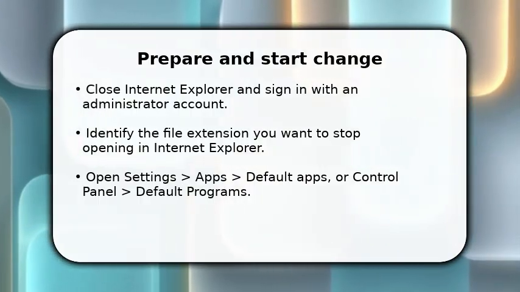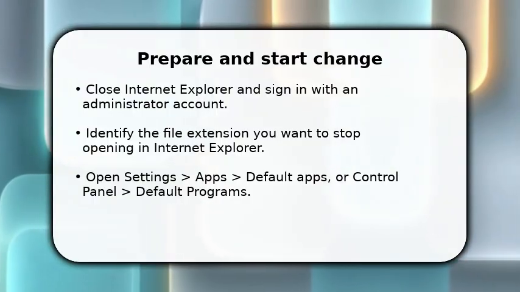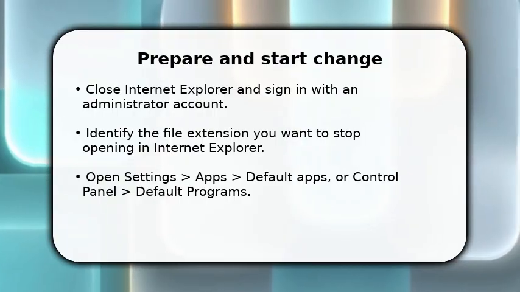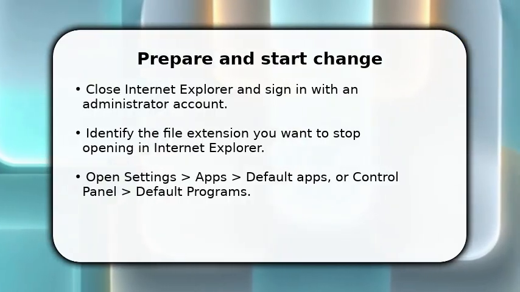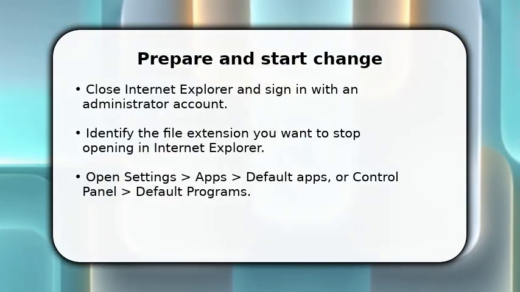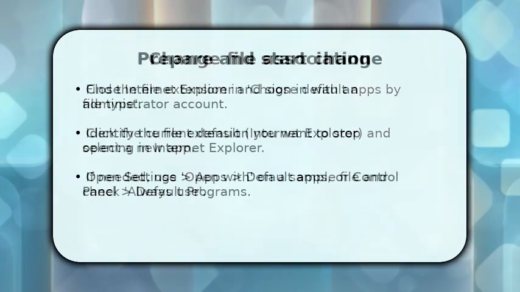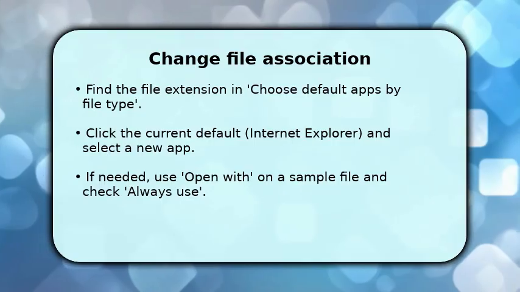Now open Settings and go to Apps, then Default Apps. On older Windows, open Control Panel and Default Programs. Once there, locate the option to choose Defaults by file type, so you can begin replacing Internet Explorer with your preferred program. Now change the association step by step.